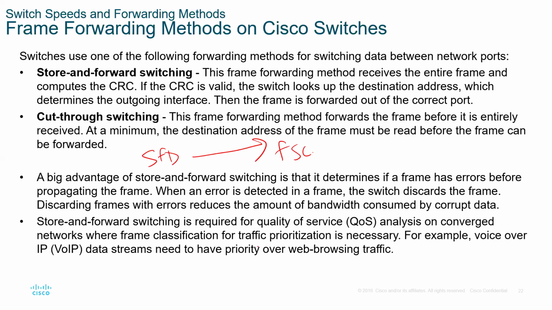With cut through, we only need to receive up to the destination MAC address. So as you can see, from the SFD here, I think this is where we have the destination MAC. Then we have source MAC. So the moment the switch knows the destination MAC, it starts forwarding right there. That is cut through switching.